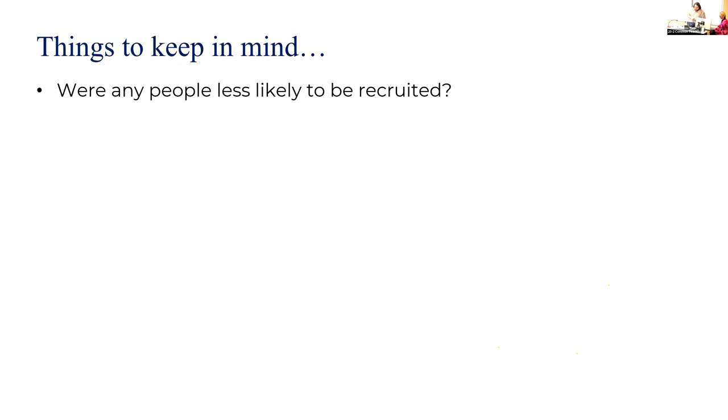Okay, so things to keep in mind. Were any people less likely or more likely to be recruited? Again, if it's volunteer bias, we have to think about what potential sources of bias could be there. Say people care about the environment and I'm doing a study on what actions people take to limit their carbon emissions. You might get an inflated result where everyone seems to be doing a lot, because only people who actually care about climate change are going to respond.